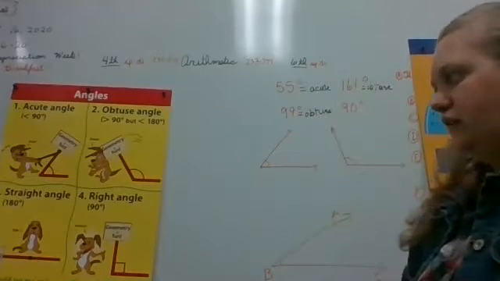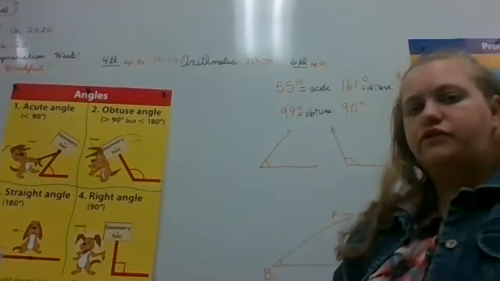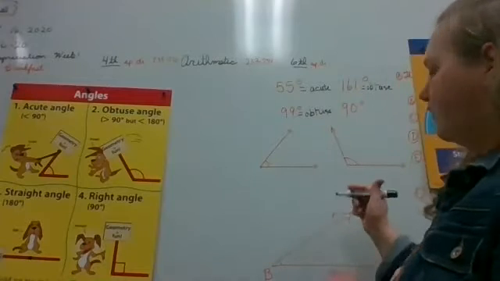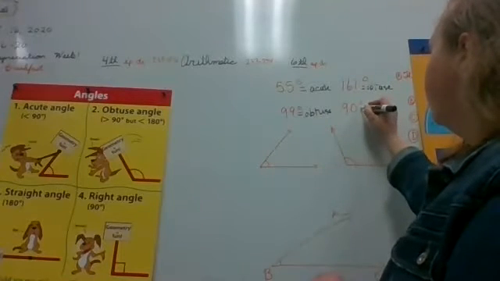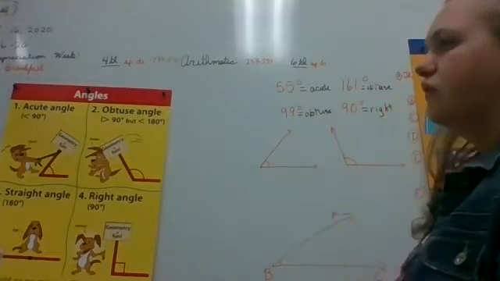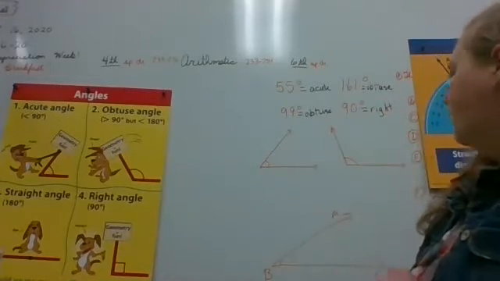And then 90 degrees, is that acute, obtuse, right, or straight? Okay, if you said right, then you would be correct, because it is a right angle. It's exactly 90 degrees, and so that would be a right angle.